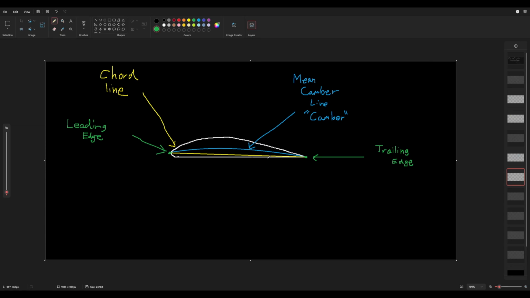So that's where curvature comes in. So the more curved or the more camber, meaning mean camber line, the curvature is going to increase the amount of lift that airfoil can generate. Of course, there's limits to how much curvature. There's points at which it no longer helps. As a general term, the increase of curvature is going to increase lift.